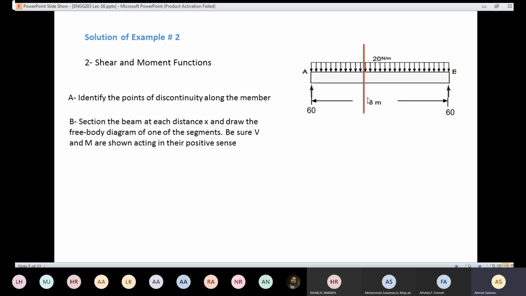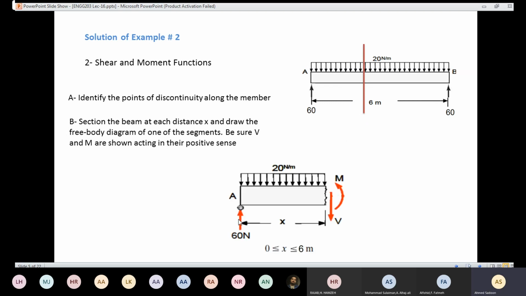It doesn't really matter since the distance is going to be x. So if you are going to cut here, then you are going to have a distance x. The range of the distance is going to be from 0 to 6 meters. And if you are going to cut here, we are going to put the V and the M, and we should not forget their positive senses.